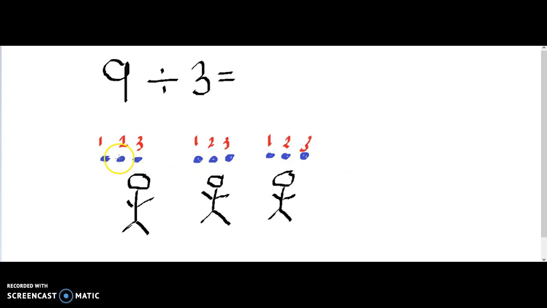So when we divide 9 pieces of candy amongst our 3 friends, each friend should have 3 pieces of candy, which means our product is 3 when we're dividing 9 by 3.